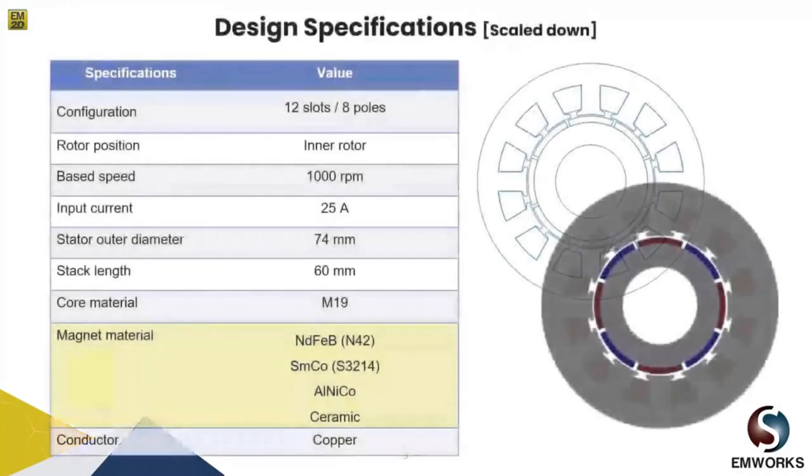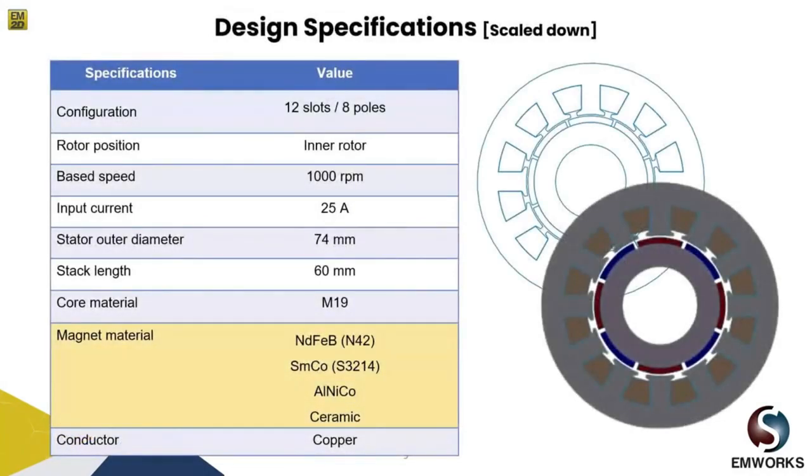So here are the design specifications. We will be using 12 slots with 8 pole combination, having the rotor position as inner rotor design. The base speed for this design is set at 1000 rpm. We are going to supply a 25 ampere current to each phase, and our outer stack diameter is 74 mm and the stack length is 60 mm.